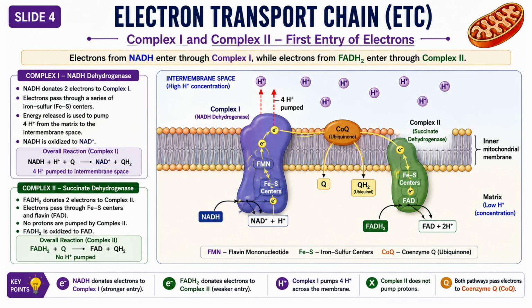Complex 2 is also called succinate dehydrogenase and is directly involved in the citric acid cycle. During succinate oxidation to fumarate, FAD is reduced to FADH₂. The electrons are then transferred through iron-sulfur centers to coenzyme Q, forming QH2. An important difference is that complex 2 does not pump protons across the inner mitochondrial membrane. Therefore, electrons entering through complex 2 contribute less to the proton gradient and ATP production than electrons entering through complex 1.